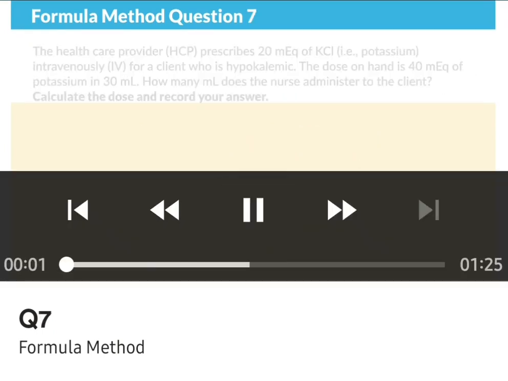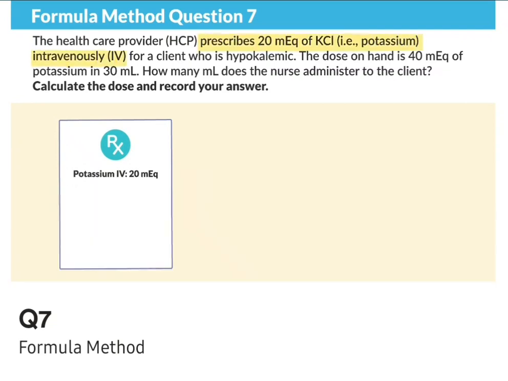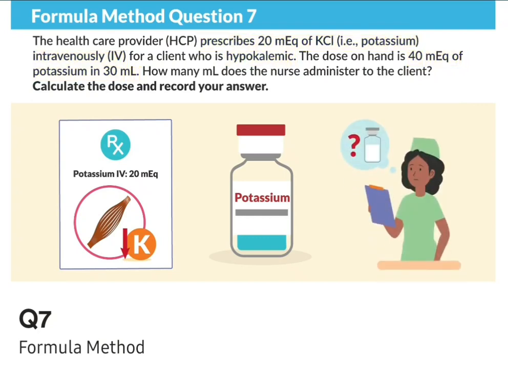Okay, question 7. The healthcare provider prescribes 20 milliequivalents of KCl, potassium, by IV infusion for a client who's hypokalemic, or has low potassium. The dose on hand is 40 milliequivalents of potassium in 30 mLs. How many mLs does the nurse administer to the client?